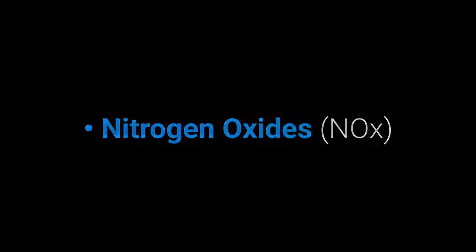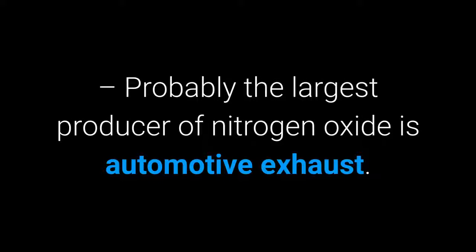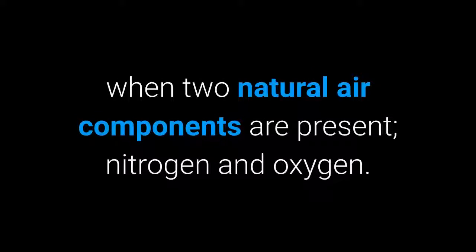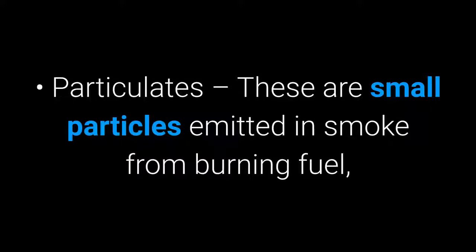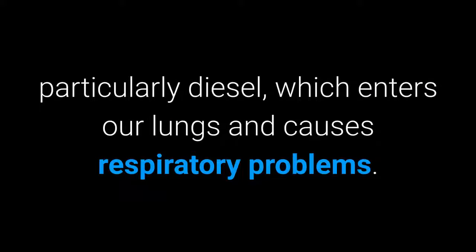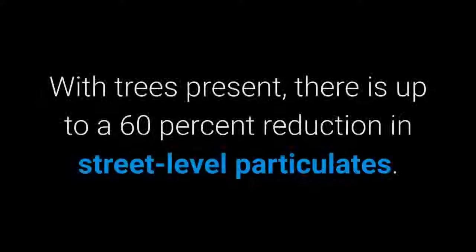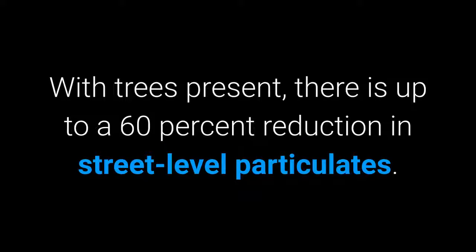Nitrogen oxides (NOx). Probably the largest producer of nitrogen oxide is automotive exhaust. These are also formed by high-temperature combustion when 2 natural air components are present, nitrogen and oxygen. Particulates – these are small particles emitted in smoke from burning fuel, particularly diesel, which enters our lungs and causes respiratory problems. With trees present, there is up to a 60% reduction in street-level particulates.